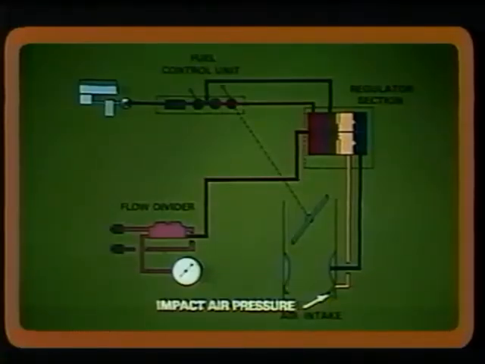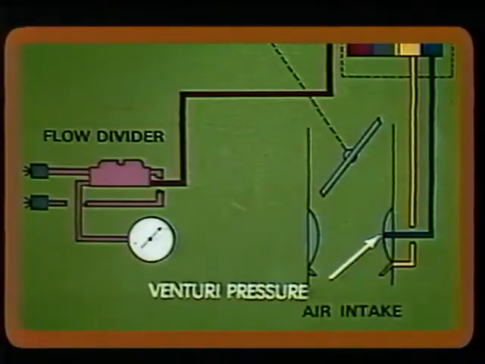The air metering force is composed of impact air pressure obtained from tubes sticking into the airstream in front of the venturi, as well as venturi pressure taken from the most narrow part of the venturi tube through which all of the air entering the engine must flow.